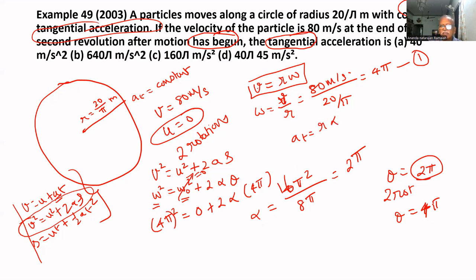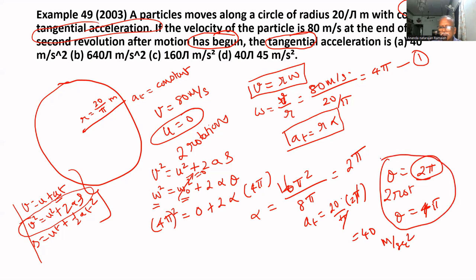Similar to velocity, linear velocity equal to R omega, same way we can write tangential acceleration equal to R alpha. Therefore, at we want, that is equal to R, R equal to what? 20 divided by pi multiplied by 2 pi. Pi gets cancelled. That is equal to 40 meter per second square. Therefore, A is the answer.